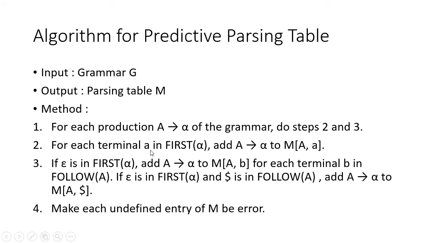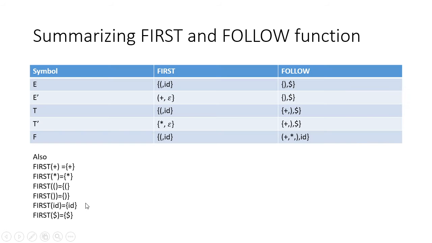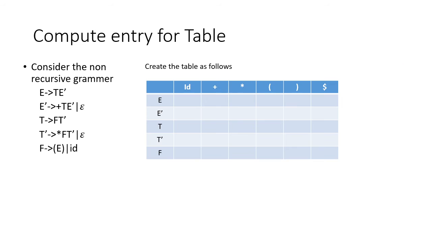Now we'll understand this table, the rule. Using this rule we'll have to calculate and fill it up. So just remember a few things. Summarization of what we have done. The symbols E, E dash, T, T dash and F. The first is this and the follow is this. This is what we have already calculated. And similarly, first of plus is plus always, first of asterisk is asterisk, first of opening bracket is opening bracket, closing bracket is closing bracket, ID is ID and dollar is dollar. These are a few things we should know first of all.